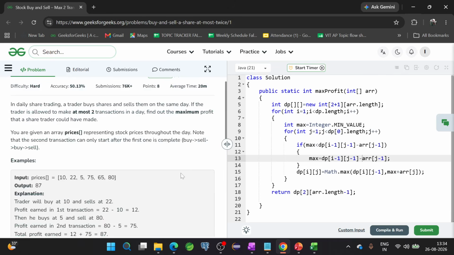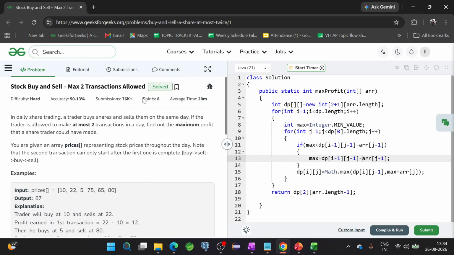It is a very important question, and the difficulty level of this question is hard. This is the best approach, because suppose you have calculated the maximum profit at the first transaction, then for the second transaction you have to check. Yes, we are getting the maximum updated. That's why I have created one max variable that will store the maximum. Profit minus array of i, plus array of j, it will give the maximum. You have to compare it.